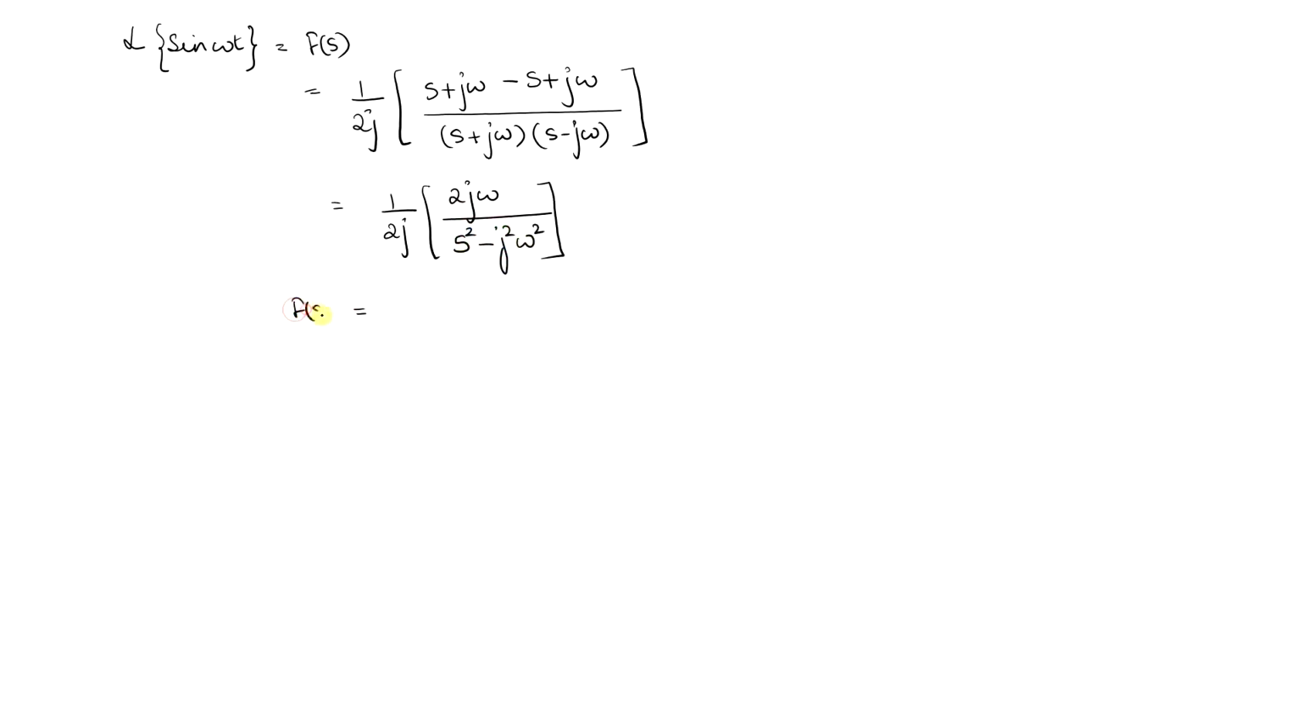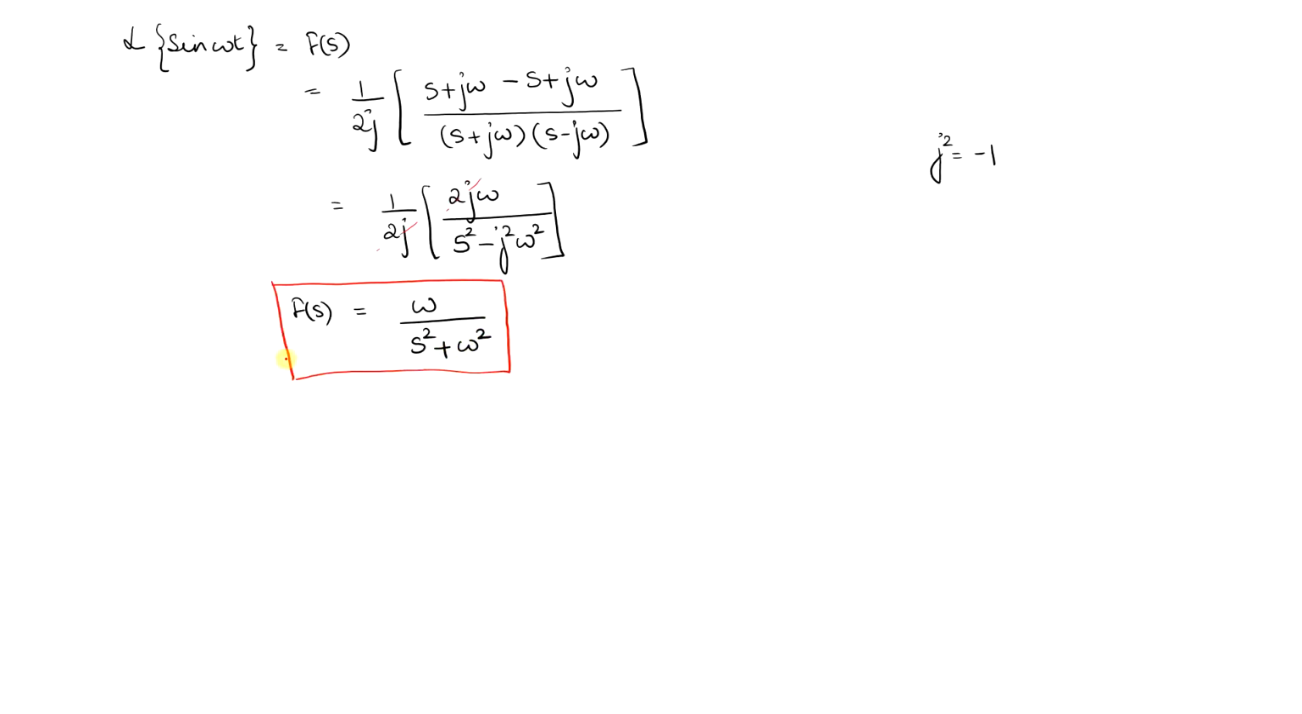So you have the term 2j getting cancelled with 2j, and what you are left with is omega divided by s square. You know j square is equal to minus 1. So minus 1 into minus 1 is plus, s square plus omega square.